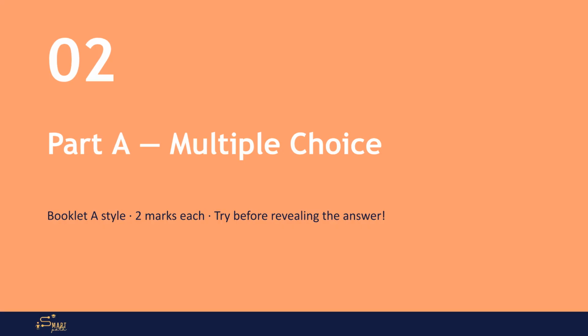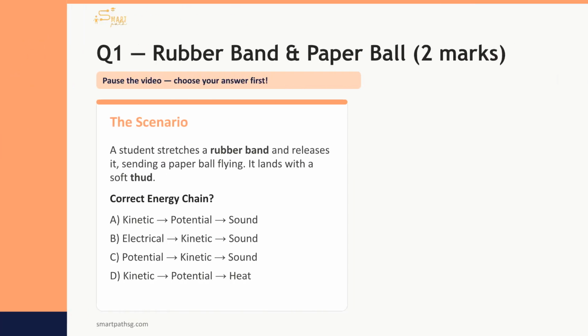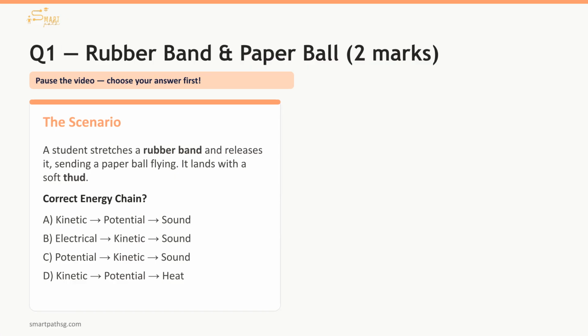Now, let's practice. We have 2 Booklet A multiple-choice questions. Pause the video at each question slide and choose your answer before I reveal it. Question 1. A student stretches a rubber band and releases it, sending a paper ball flying. It lands with a soft thud. Pause the video now and select the correct energy chain.